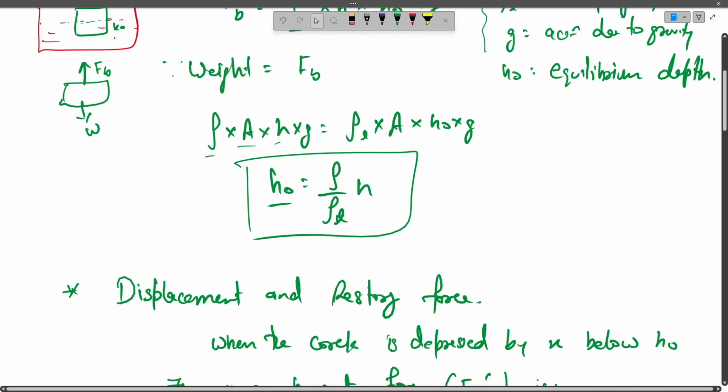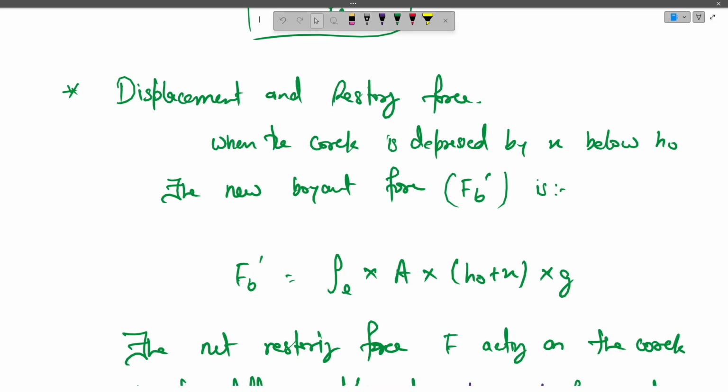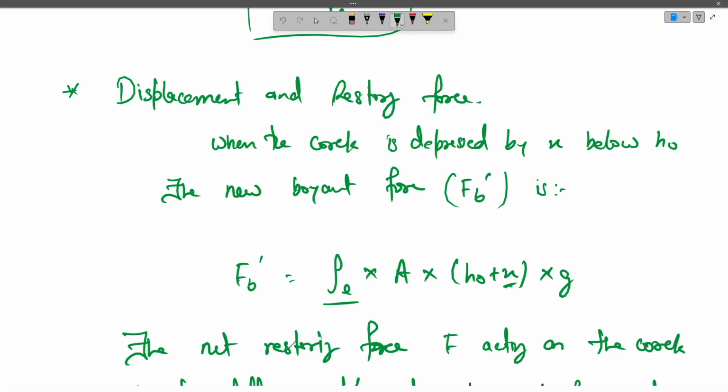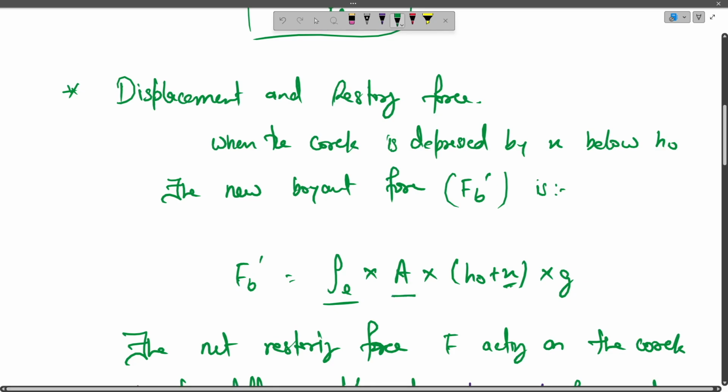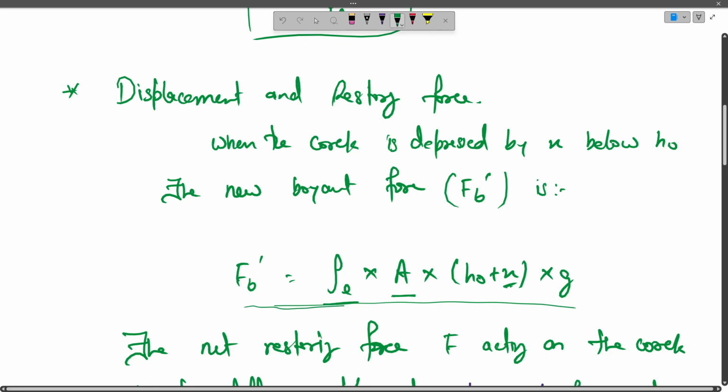Now when we press it a little more, more liquid will be displaced, so the buoyancy force will increase and the weight of the cork will remain the same. When we give a displacement of x, the density of the liquid remains the same and the volume of displaced water increases. The volume of displaced water would be the base area multiplied by the equilibrium submerged height plus the extra depth, so A multiplied by h naught plus x. This would be the new force of buoyancy under the pressed condition.